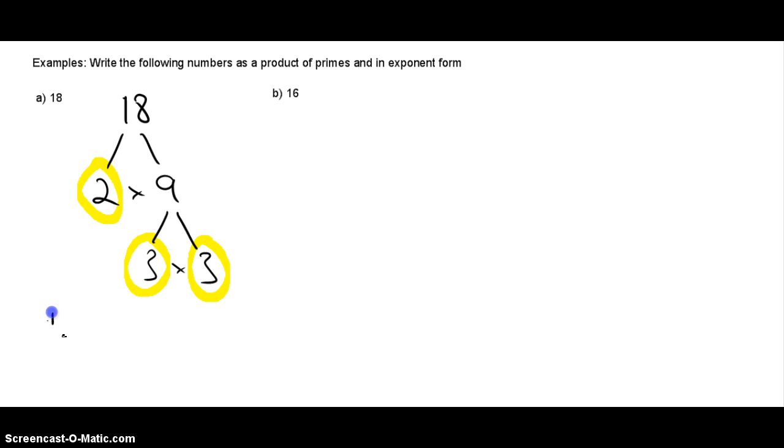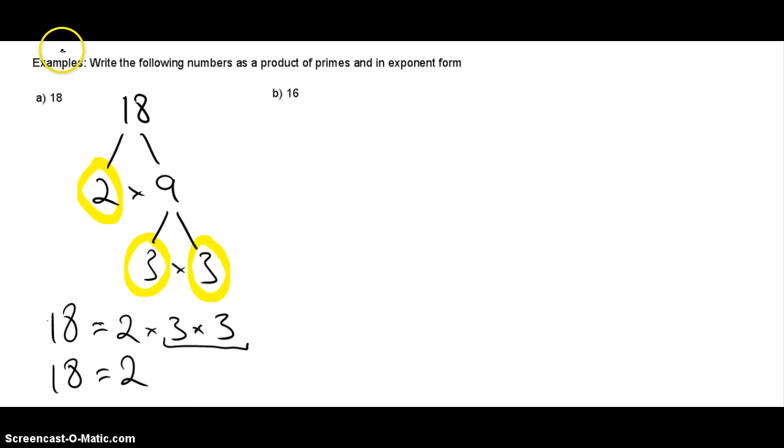I just need to write my solution as a product of primes. So 18 equals 2 times 3 times 3, which I can do a quick check of. 2 times 3 is 6. 6 times 3 gives me 18. So that is correct. To write it in exponent form, using the shorthand, well, I only have one 2, I can't do very much with that. However, I can combine the 3 times 3 and write that as 3 squared, because I have 2 3's, then that means my power here will be a 2.